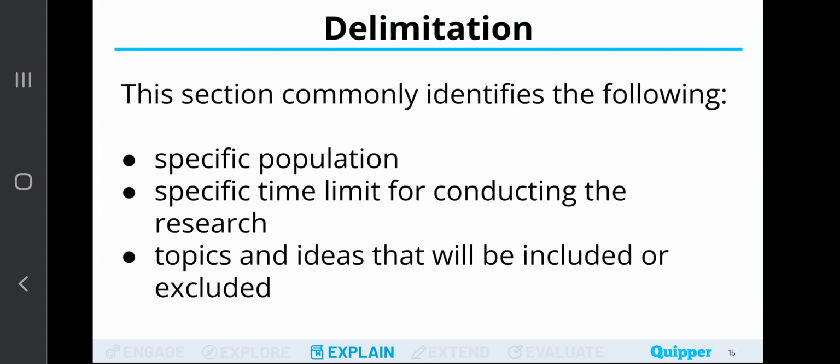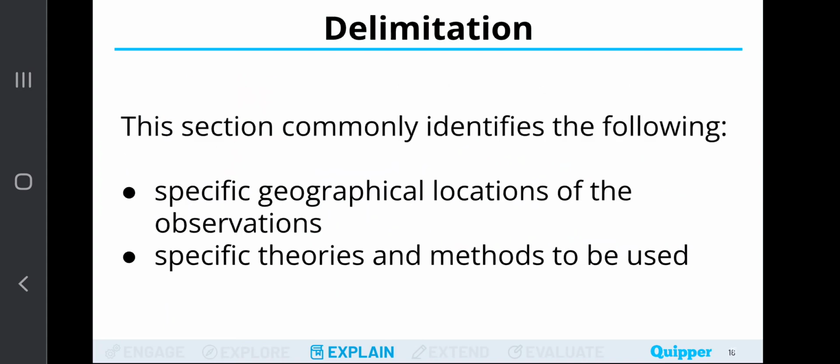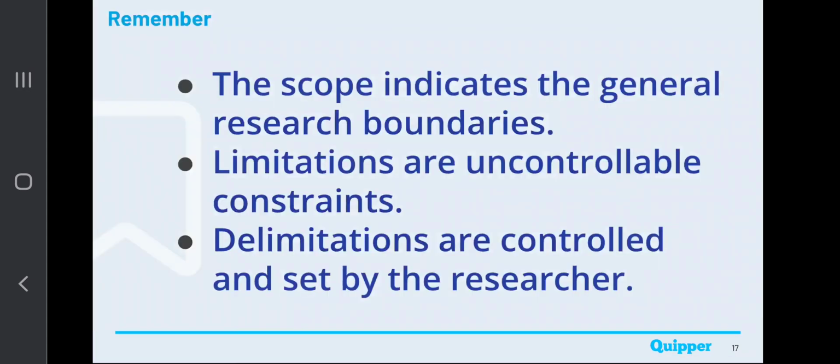This section commonly identifies the following: the specific population, the specific time limit for conducting the research, and the topics and ideas that will be included or excluded. This section commonly identifies the following as well: the specific geographical locations of the observations and the specific theories and methods to be used. Now remember that the scope indicates the general research boundaries, while the limitations are the uncontrolled constraints, while the delimitations are controlled and set by the researcher.